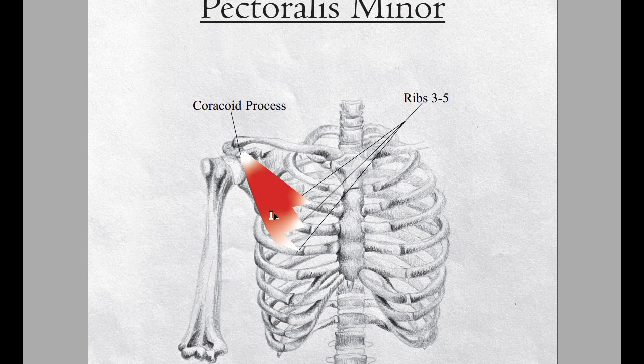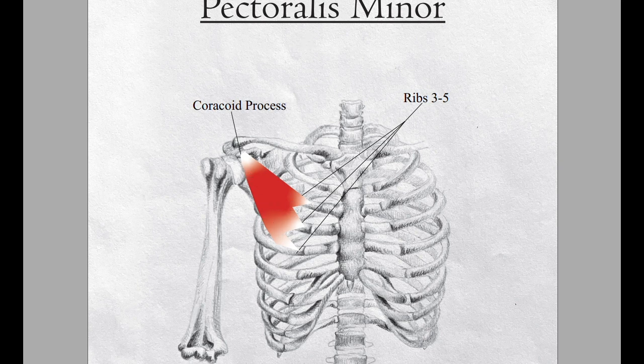Remember, I told you there are 3 muscles that attach to the coracoid process that act as shunt muscles. They're going to be the pectoralis minor, the coracobrachialis, and what is the other one? The short head of the biceps brachii. Three muscles attaching to the coracoid process, and this is one of them.